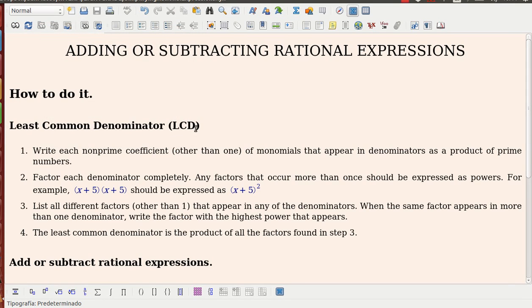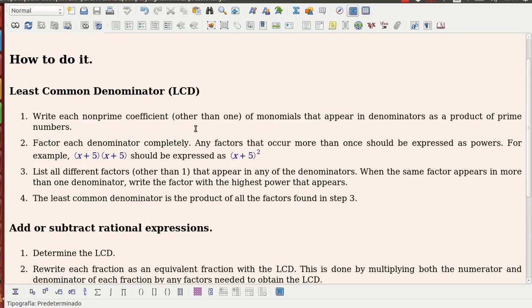Hello students! I'm going to tell you how to add and subtract rational expressions. First, we're going to see how to do it and then an example. First, how to do it.